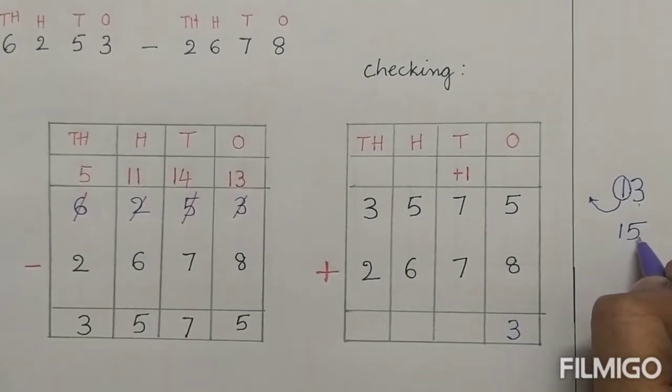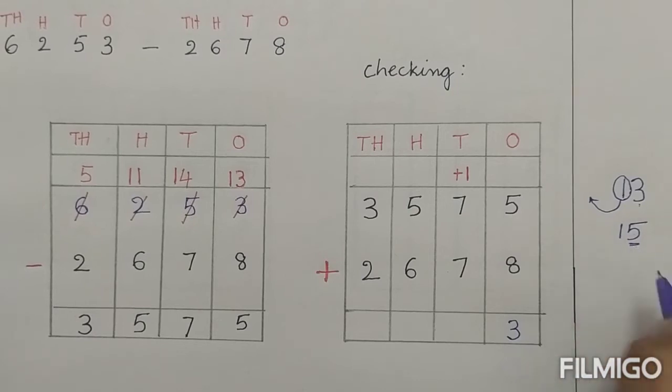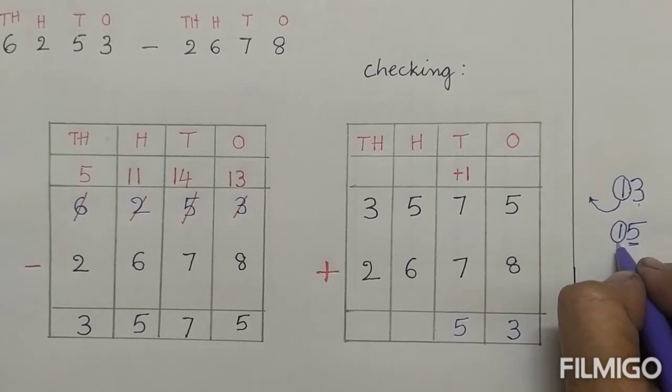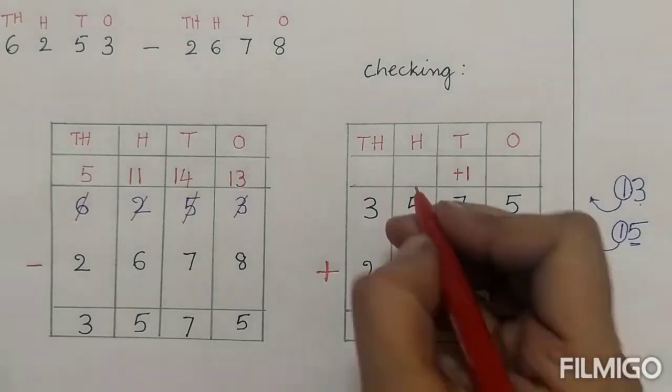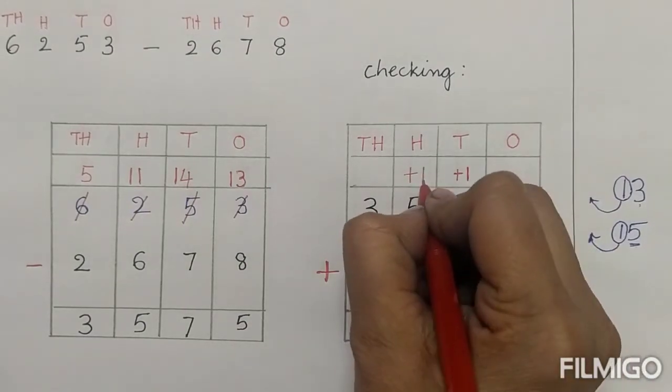So two digits means the first digit will sit in tens place, and this one will go to the next column as a carry forward. That is like plus 1.